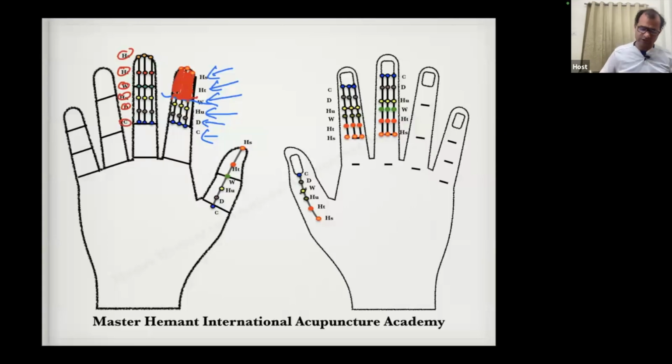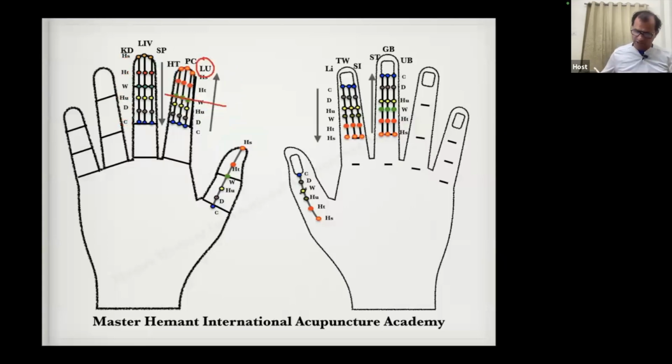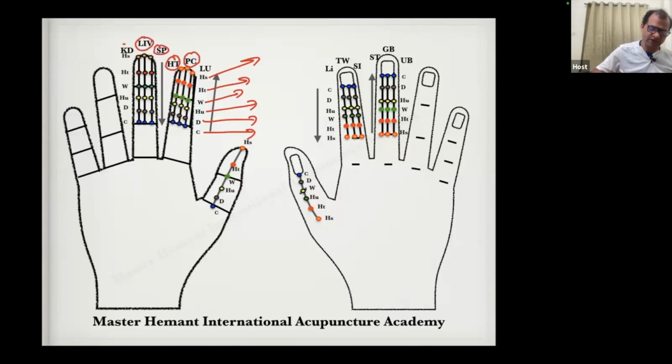Right? So in this way, now if we talk about the lung meridian, in the lung meridian we can see bind point, heat point, hotness point, humidity point, dryness point, coldness point. We can see the same 6 points in the pericardium meridian, the heart meridian, the spleen meridian, liver meridian, and the kidney meridian. Same 6 points: bind, heat, hotness, humidity, dryness, coldness.